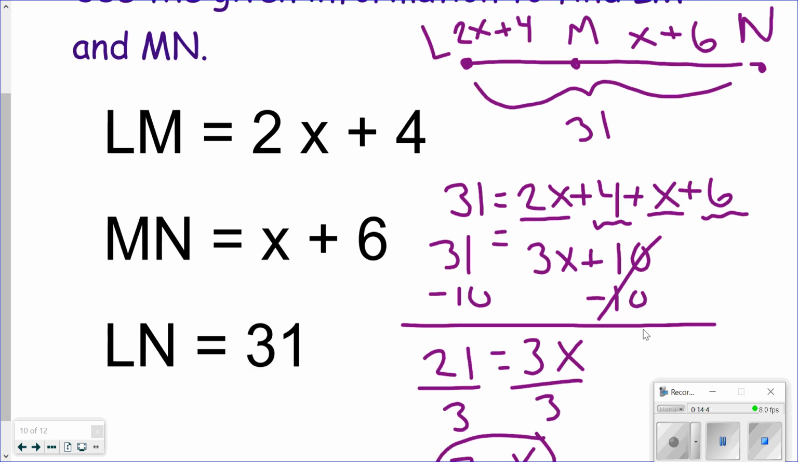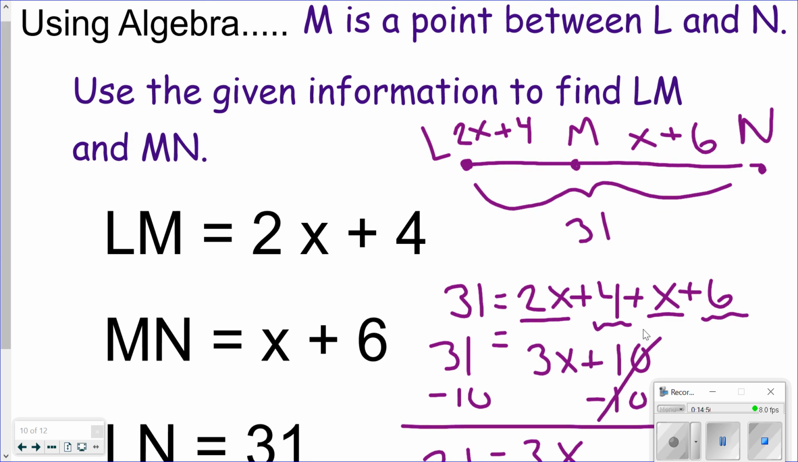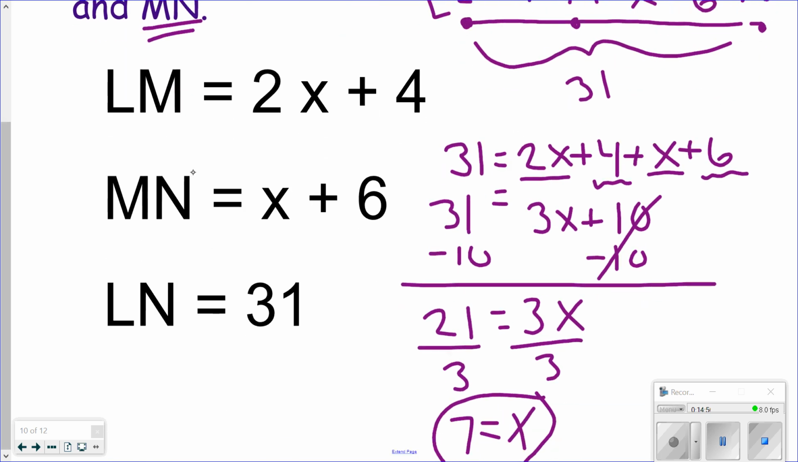Now the problem, if I scroll back up, it did ask what we want to find: LM and MN, which means we want to find the lengths of them. So if I know what x is, how can I figure out what the lengths are of my two segments? Well, I'm just going to plug x into the equation.